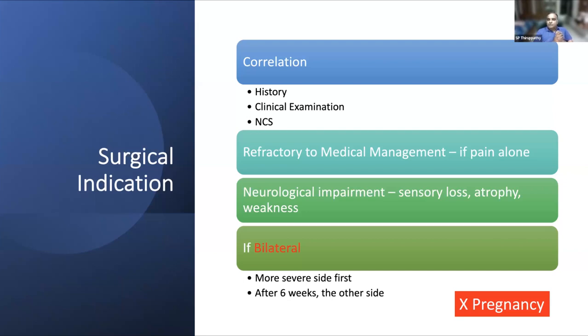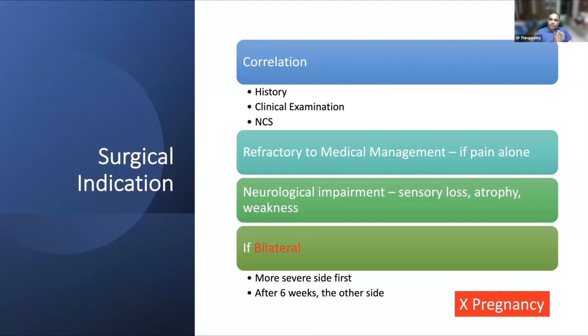Two things are there. Since most cases are bilateral, if he is thankful, he comes with the other hand within the next few weeks. So the indication is: correlate history, clinical examination, nerve conduction study, plus or minus imaging; refractory to medical management; neurological impairment, sensory loss, atrophy or weakness. If bilateral, the more severe side should be operated first. I usually prefer the next side after 6 weeks, making the patient more easily convinced for the other hand.